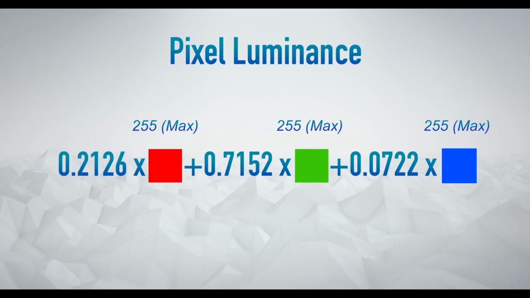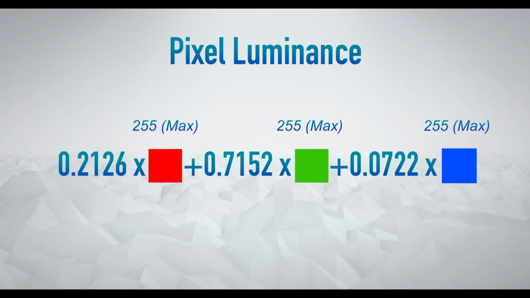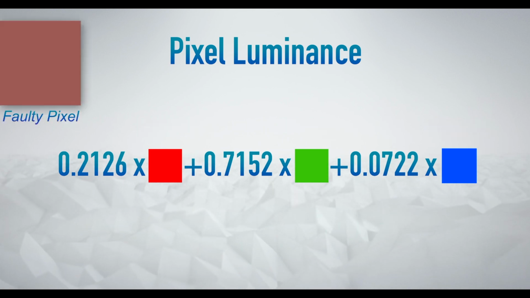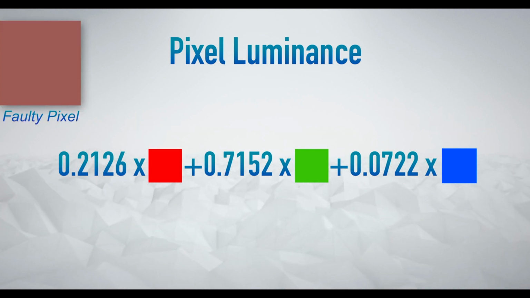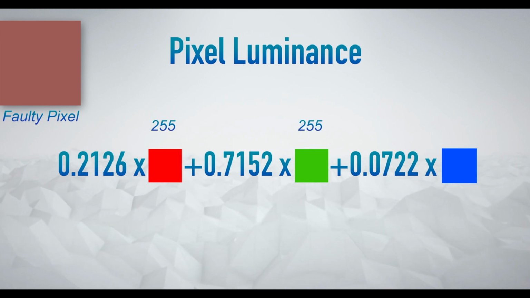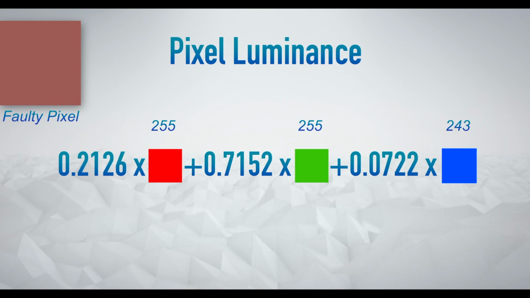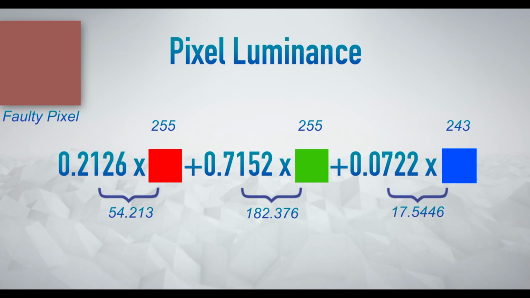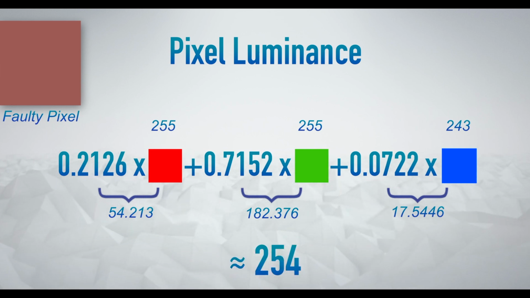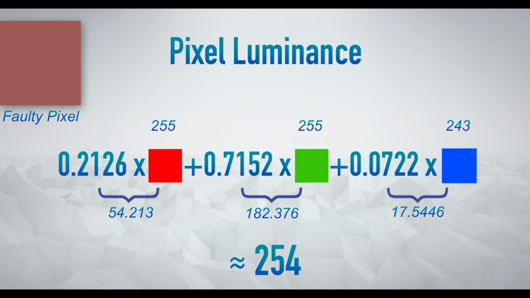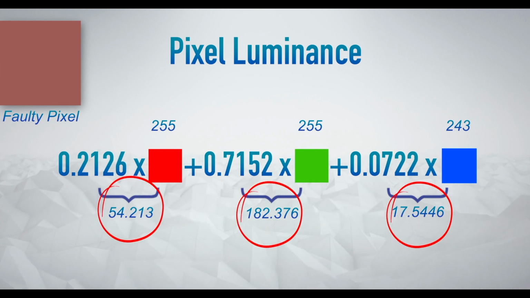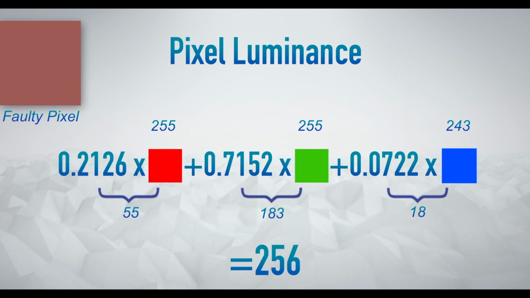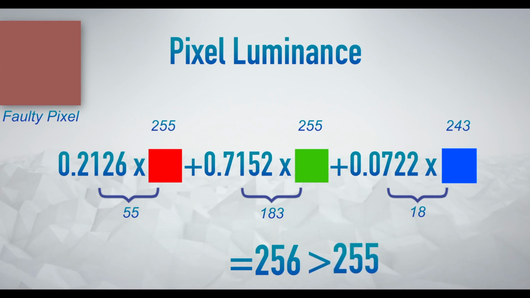Anyway, the max value of red, green, or blue light individually is 255. So the way this is put together, you shouldn't be able to get an overall value past 255, because all the formula is doing is taking an average. But for this one pixel, it just so happens that the red, green, and blue values are 255, 255, and 243. So putting that into the formula, we get red as 54.213, green as 182.376, and blue is 17.5446. If you add all of these up, you get around 254, which is still under 255. It turns out Google rounds up, which gives the value of 55, plus 183 plus 18, which gives 256, which is over the theoretical maximum of 255.